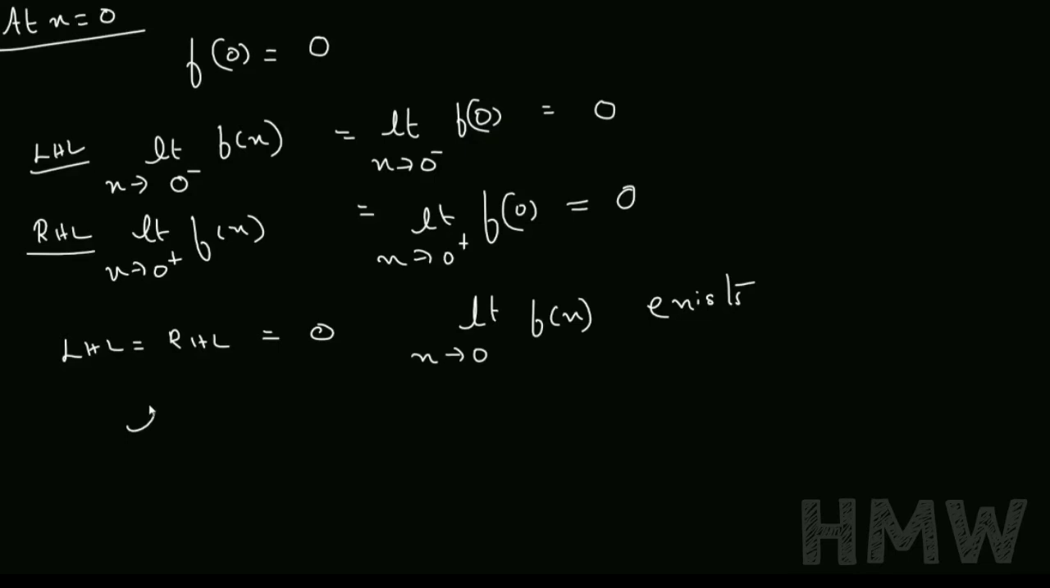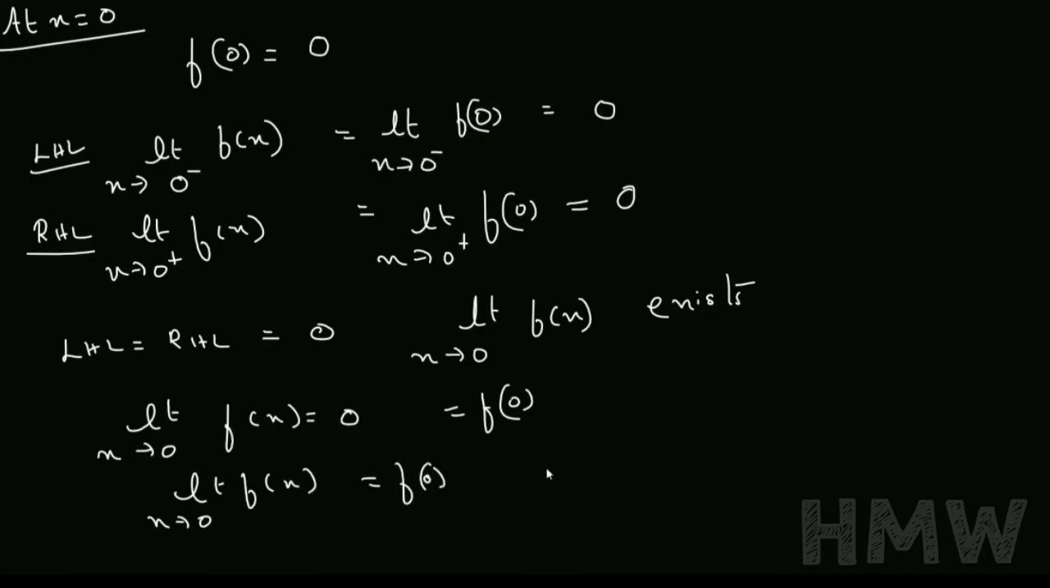And what is the limit value? The limit value is equal to 0. What is the functional value? That is also equal to 0. So the limit value is equal to the functional value. Therefore, the function is continuous at x is equal to 0.